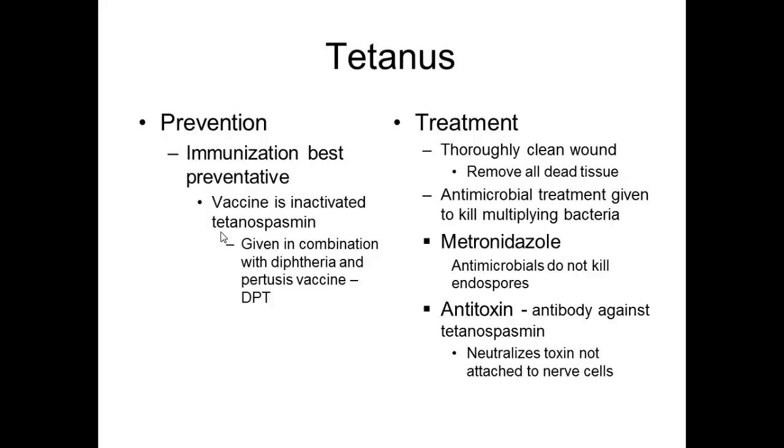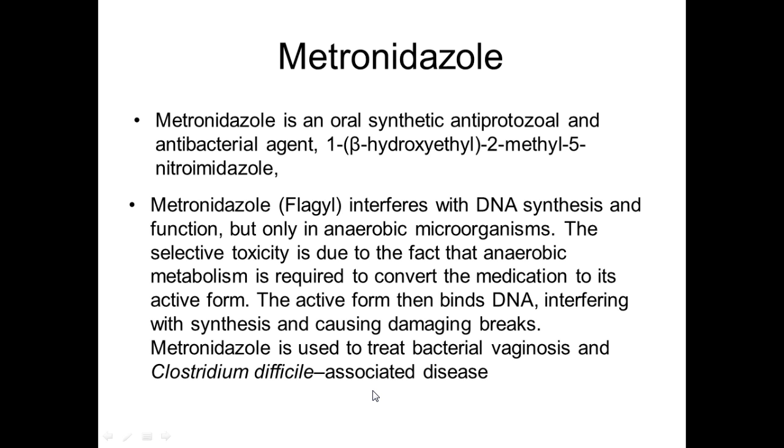Treatment, of course, when we're dealing with wounds, we want to clean them, and especially if you have dead tissue, it needs to be removed, because all it is is a place for bacteria to live and grow. Antibiotic treatment is given to kill the multiplying bacteria, because the vaccine's not going to protect you against the bacteria, just the toxin. We use a special antibiotic that targets anaerobes. And then, as I said, we can give an antitoxin, which is an antibody against the toxin. This neutralizes the toxin attached to nerve cells. So we can actually stop this process.